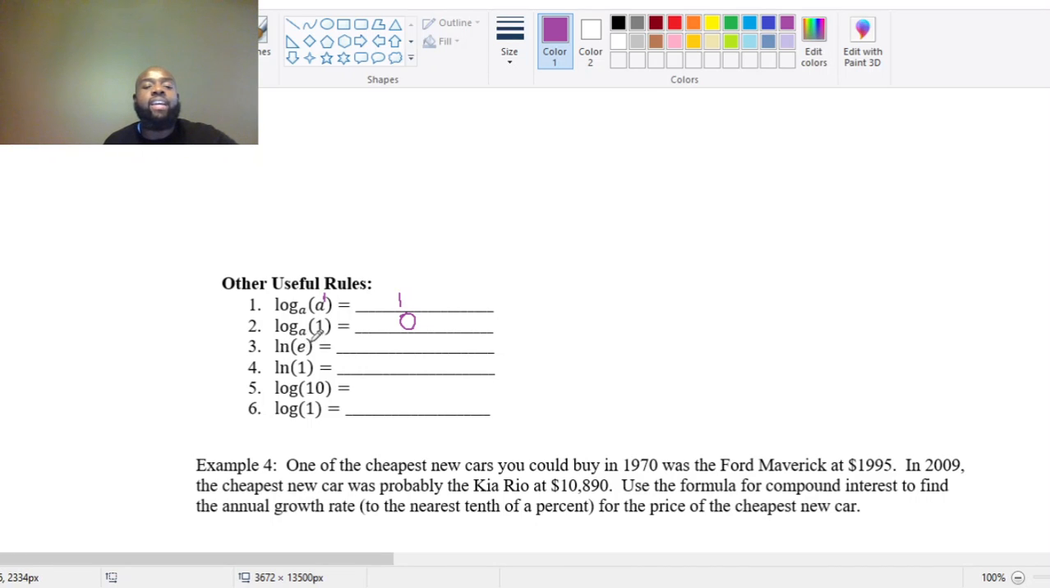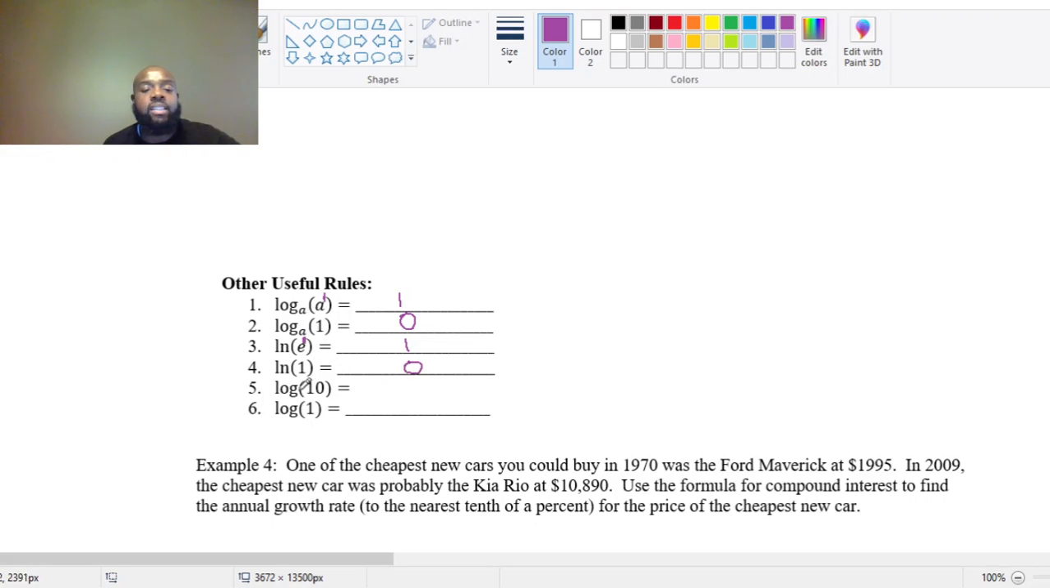The ln of e, remember they're inverses of each other, and so if you think about the inverse rules that we went over, it's going to equal the power here, and that power is understood to be 1, and so that's 1. The ln of 1, well, this is the power that you have to raise e to, which is your understood base there, in order to get 1 as your output. It's going to be 0.